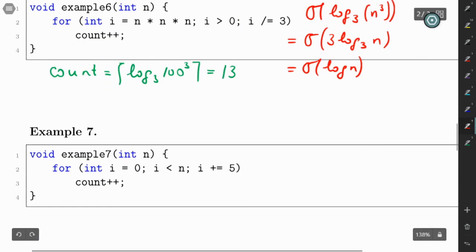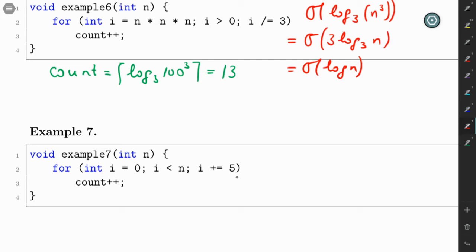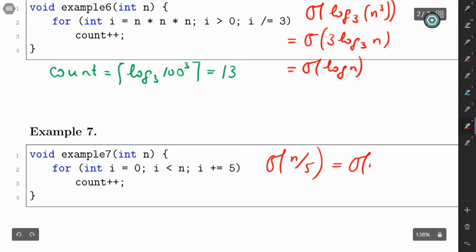In the next example, we have a single for loop from 0 up to n. In this case, we increment I by 5 each time. So to figure out how many times we can do this, this is really going to be O of n over 5. We would have to take whatever n is and divide it by 5 to figure out how many times, if we start I from 0, we can increase it by 5 before we hit n. Then, of course, we drop the constants, so this is O of n.